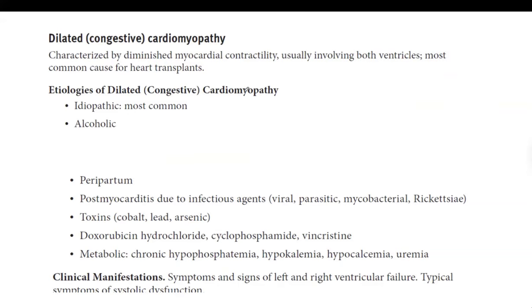Moving on to cardiomyopathies. There are three types of cardiomyopathy. One is dilated cardiomyopathy. Then we have HOCM, hypertrophic obstructive cardiomyopathy, and then restrictive cardiomyopathy. Dilated cardiomyopathy means that the patient has diminished myocardial contractility. So in dilated cardiomyopathy, the heart becomes dilated.